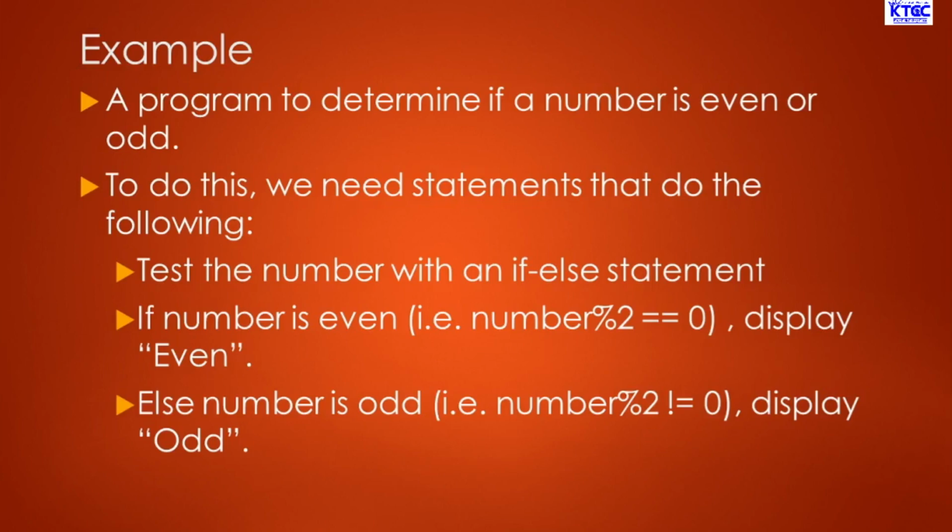Now let's look at another sample program here. It's a program to determine if a number is even or odd. This is a simple program we can use to determine if a number is even or odd. To do this, we need a statement that does the following. First, test the number with an if-else statement. If the number we input here, we keep subtracting. This is the modulo sign. You remember, we keep subtracting 2, 2, 2 until we get 0. It means the number is what? Even. If we keep subtracting from the number and what we get here is not 0, it means the number is what? Odd. Don't forget.